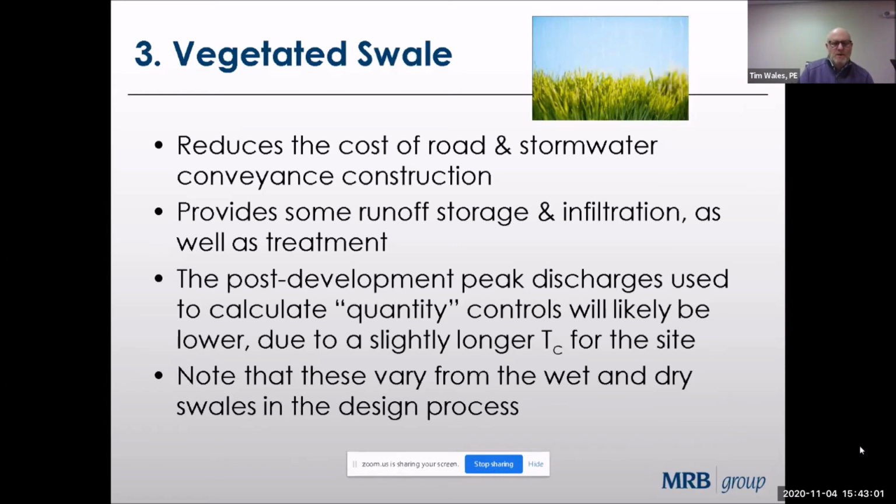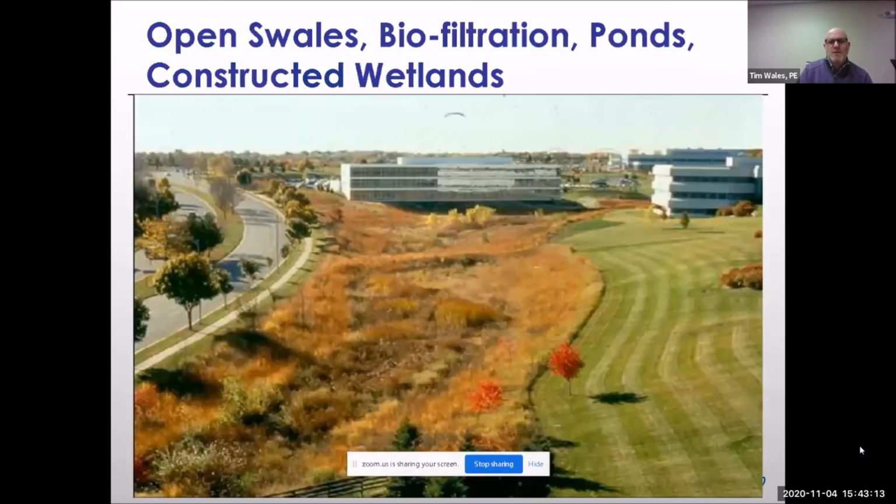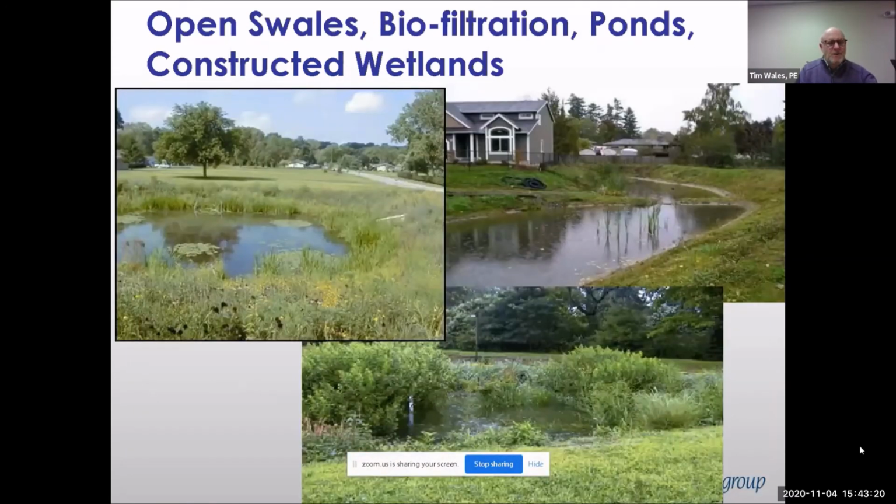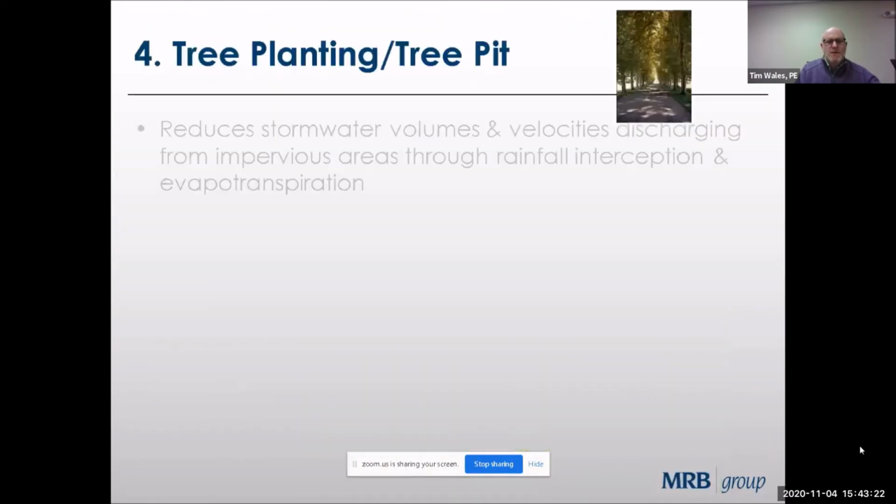And these can vary from wet and dry swales. In the design process, vegetated swales can be very valuable for the consultant's calculation of the amount of stormwater he has to handle. Here are some examples of open swales and biofiltration, and other types of things. Some ponds here, some constructed wetlands, and other good things.